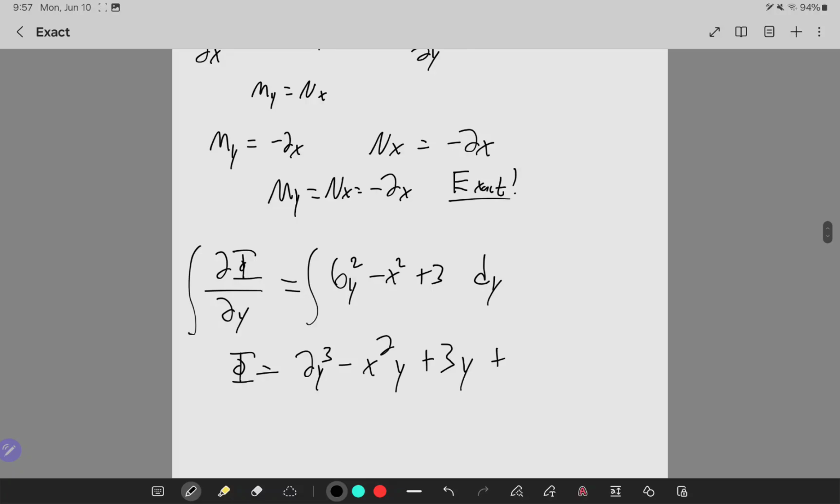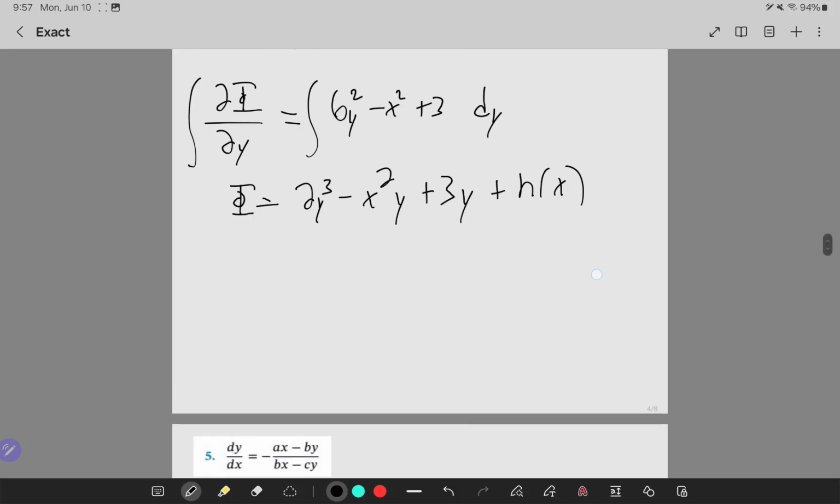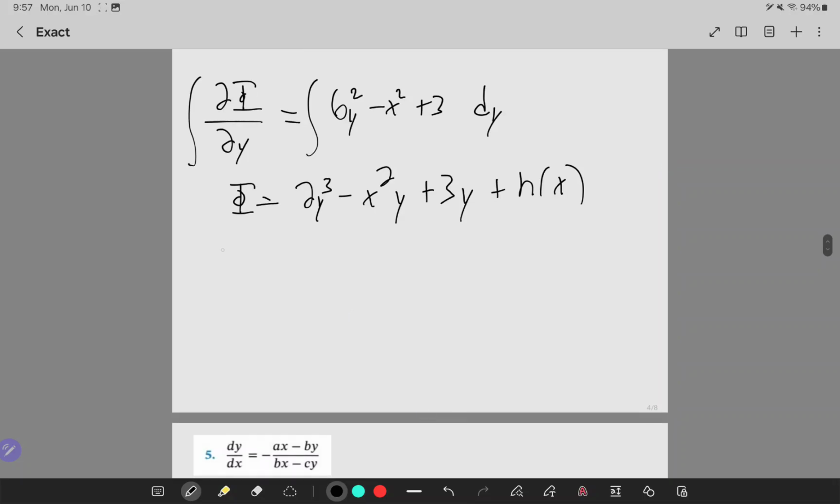And now for this one, because we integrate with respect to y, our constant is going to be a function of x. So now we need to solve for that function of x. So we know we did it with respect to y, so now we have to do phi with respect to x. Partial phi with respect to x.